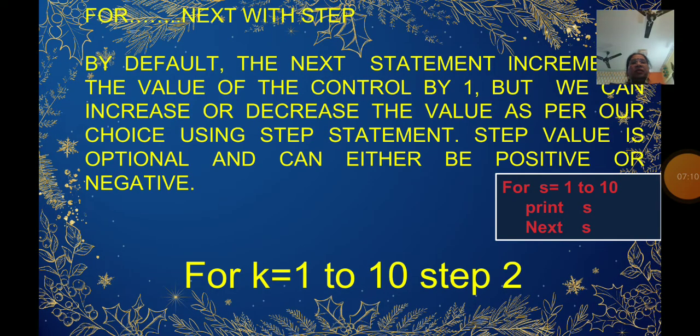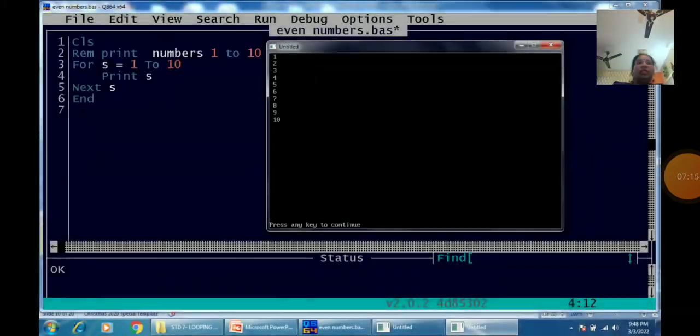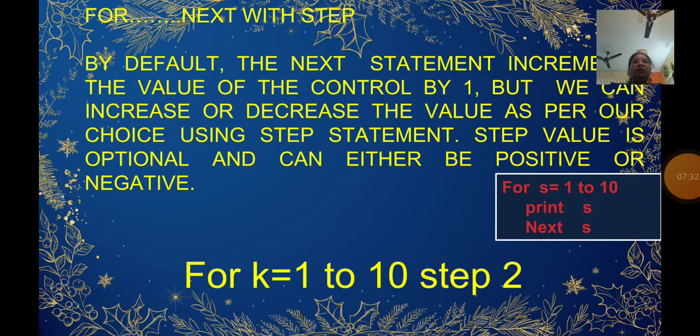Now you can see here that by default, I have not given the step. Can you see, children? Here s is equal to 1 to 10, but I have not mentioned the step. That means if you are not writing the step, by default it is taking step 1. That means 1, 2, 3, 4, right? It is step 1. Now we will learn with the help of step.